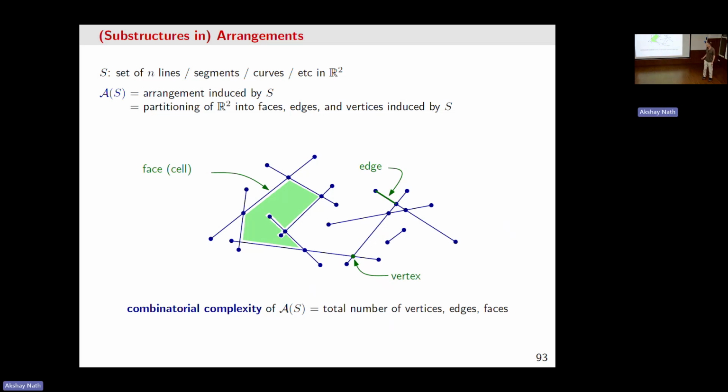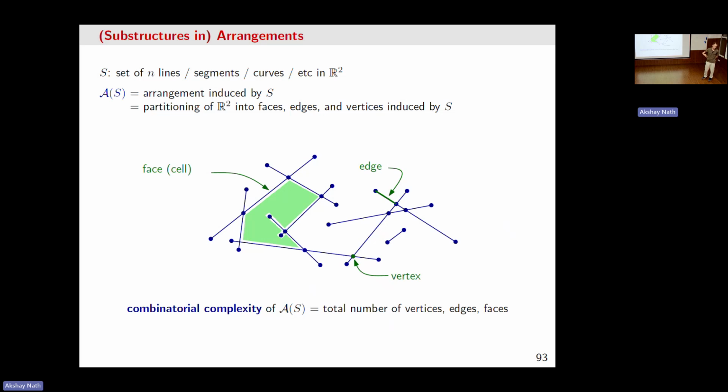You've got a set of lines or segments or curves or anything you can think of. Let's think about it in 2D. Then the arrangement is the partitioning of the plane into these regions, so-called faces. I have edges, which are parts of such a segment between two intersection points or between an intersection point and an endpoint.